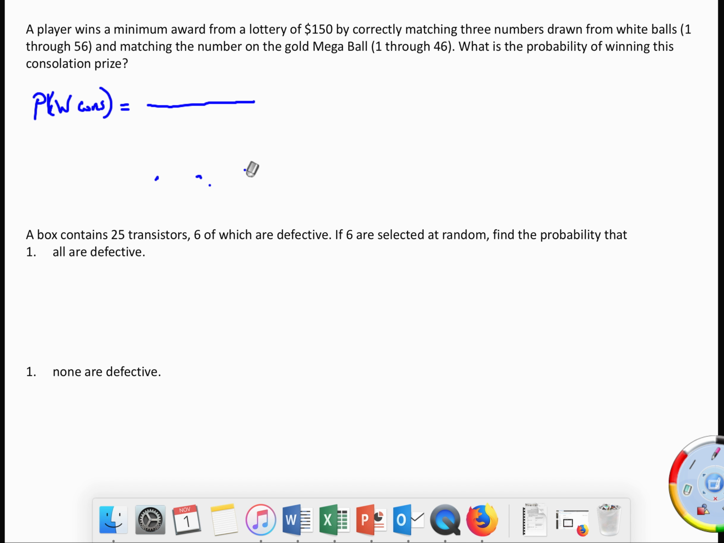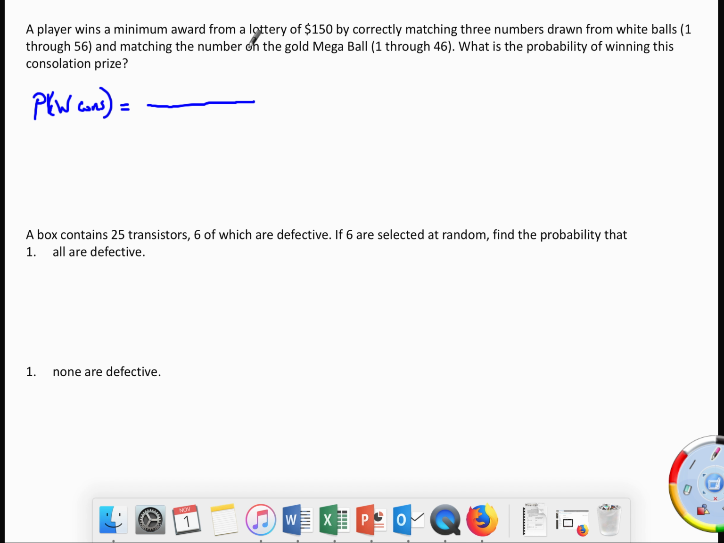Sorry, that's distracting me. The order doesn't matter that you choose these numbers in, right? The order doesn't matter. So the total number of possibilities of getting your white balls, right? Let's see. I think there's a little information missing on this. We're still talking about, you've got 5 balls from the white balls.